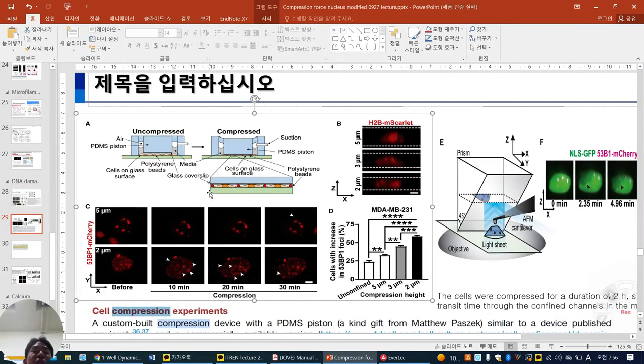Here, they directly use the same system which we are buying, PDMS compression, and then they track the DNA damage using the same dye, right? 53BP1-mCherry. Compared to 5 micrometer confinement, with 2 micrometer confinement you can see more DNA damage occur while compressed. Okay? So not only does small area migration, but also this physical compression, they can induce DNA damage.